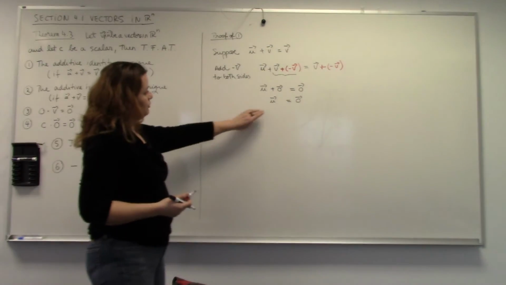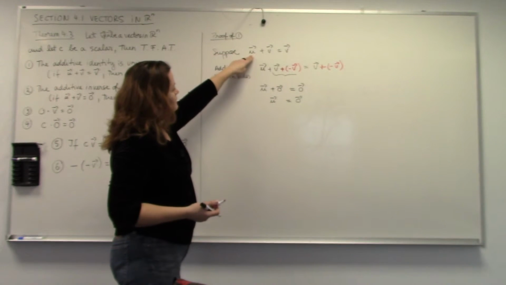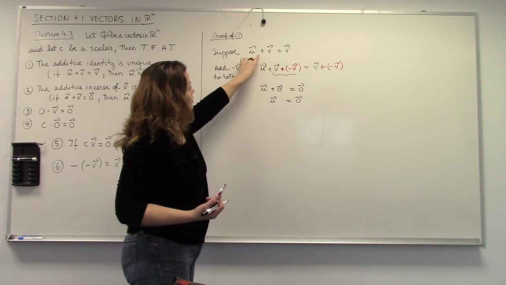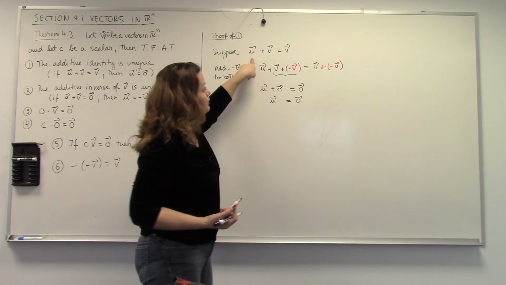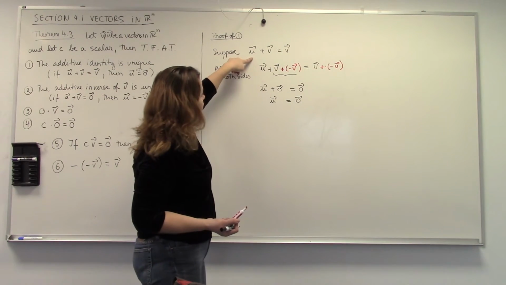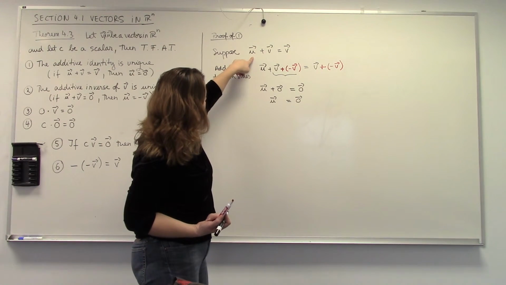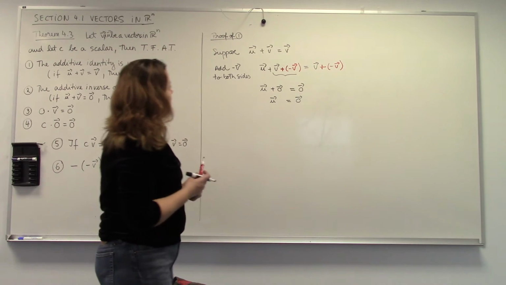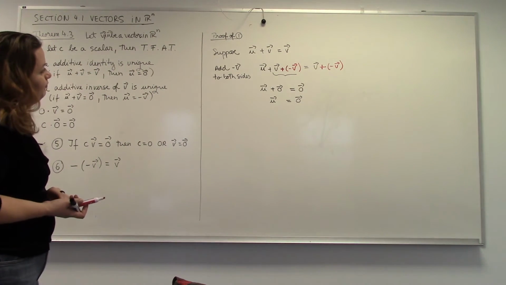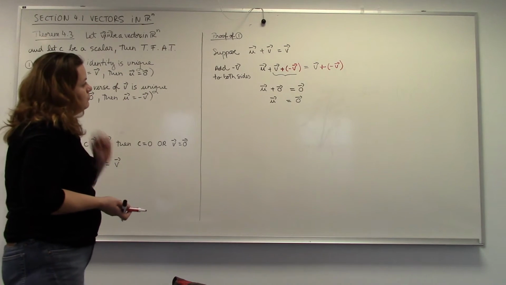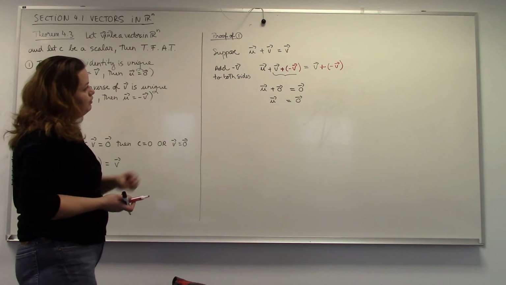So I just showed that this other guy that did the job, so u here in this equation, u did the job of the identity vector. And so it ended up equaling that.